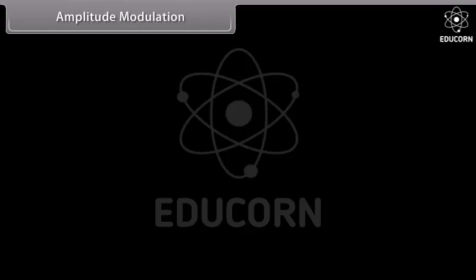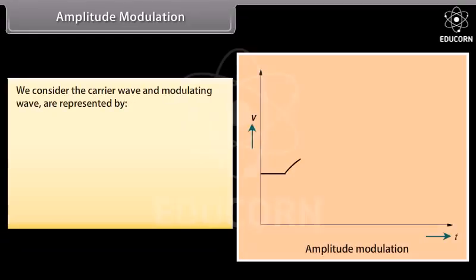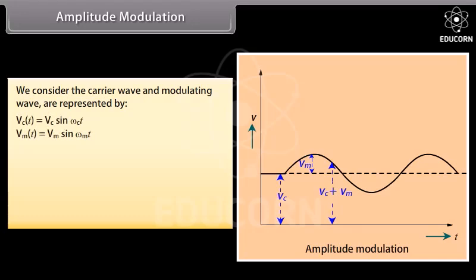Amplitude modulation. We consider the carrier wave and modulating wave are represented by Vc(t) = Vc sin ωc t and Vm(t) = Vm sin ωm t.